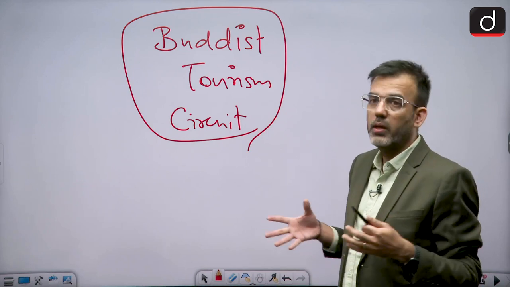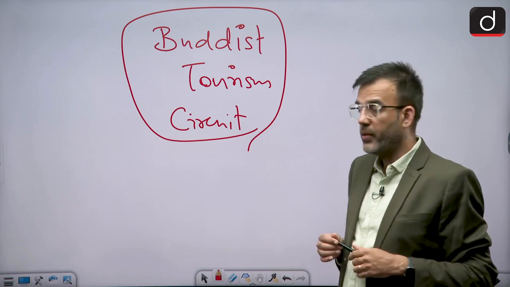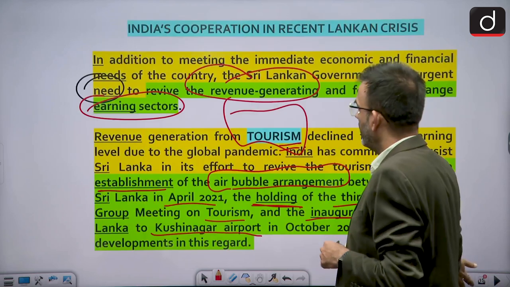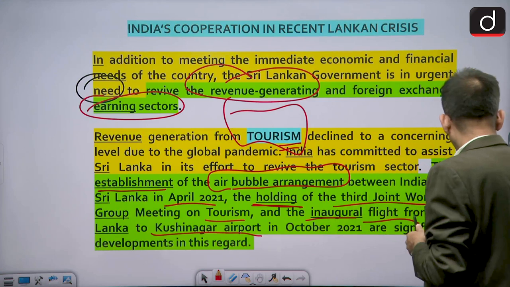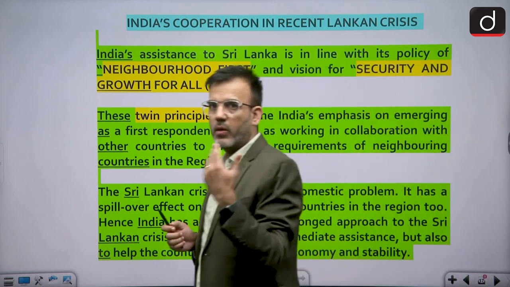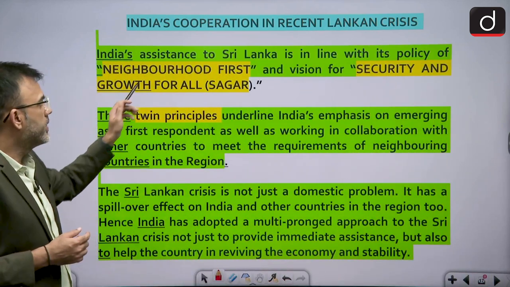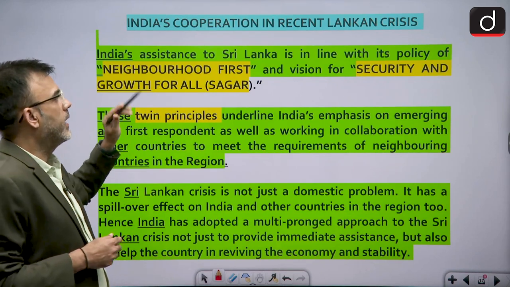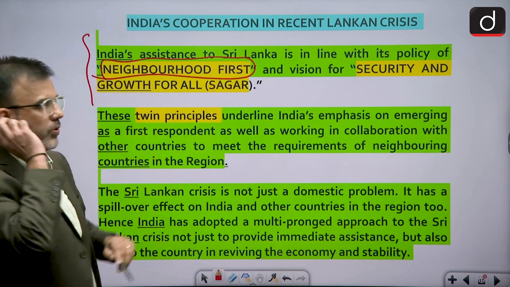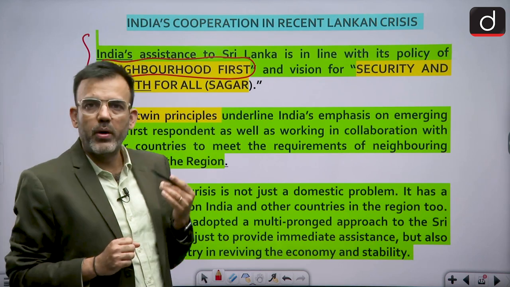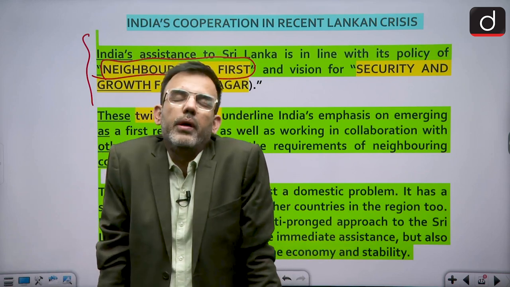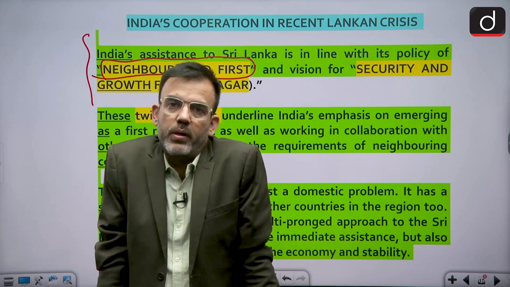Tourism can be a big thing for economic and social cultural cooperation. So this strategy to enhance tourism in Sri Lanka also worked well, and that's one important aspect we should keep in mind. We can conclude that India's assistance to Sri Lanka was completely in line with its twin track approach. First, the Neighborhood First policy. We always want to be the first responder country whenever such challenges emerge in our neighborhood. India wants to position itself as a first responder country.